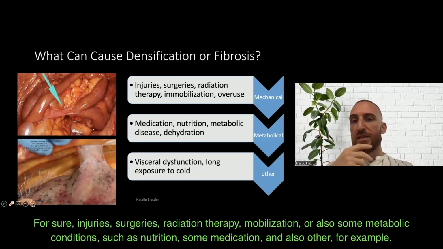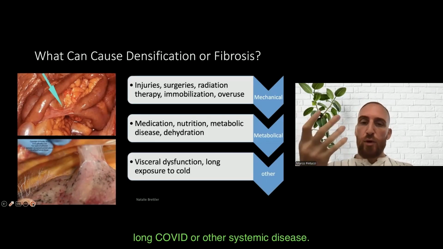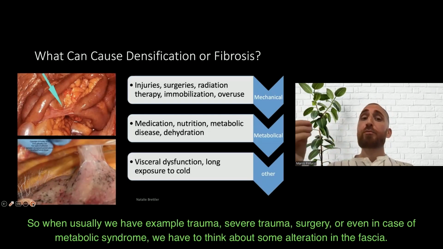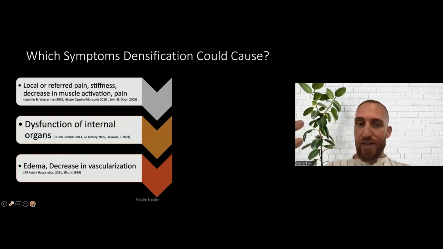So what can create densification and fibrosis? For sure, injuries, surgeries, radiation therapy, immobilization, but also some metabolic conditions such as nutrition, some medication, and also others, for example, long COVID or other systemic disease. So when we have, for example, severe trauma, surgery, or even metabolic syndrome, we have to think about some alteration in the fascia.